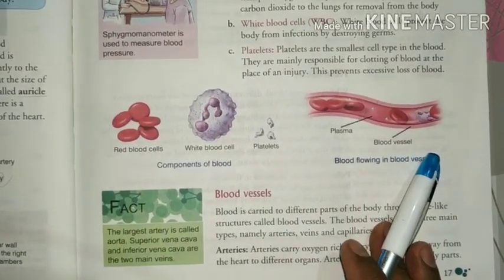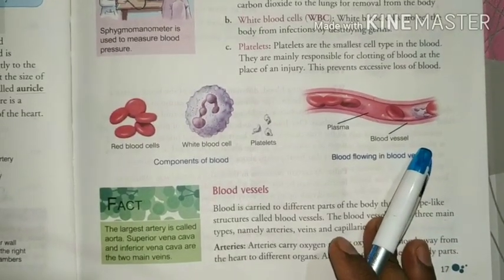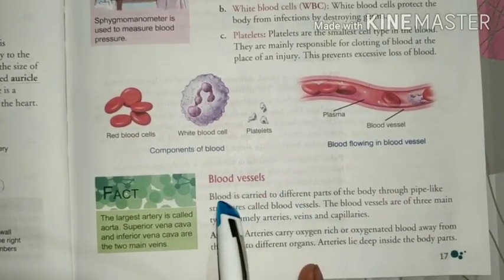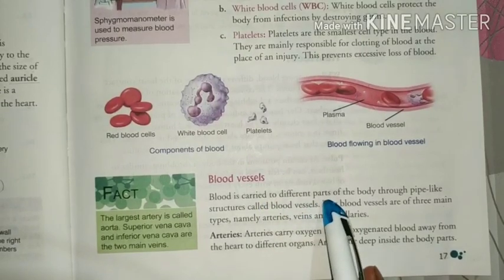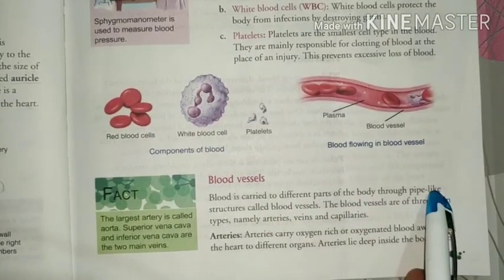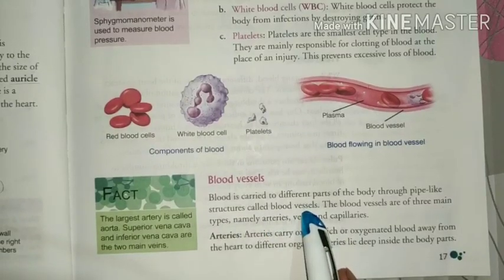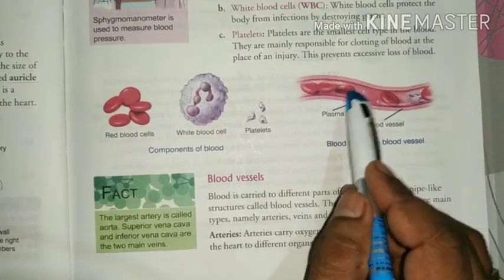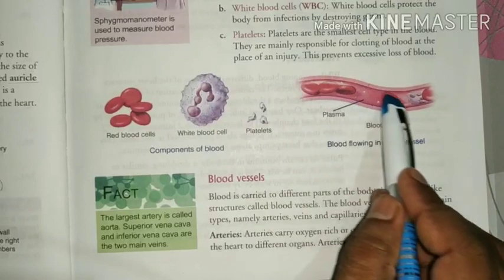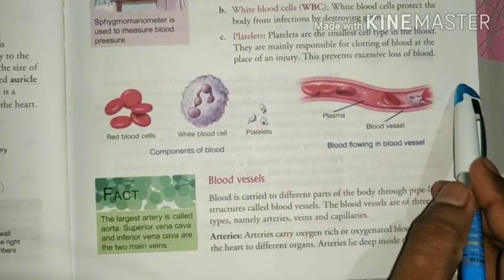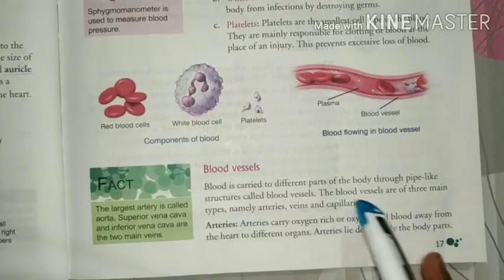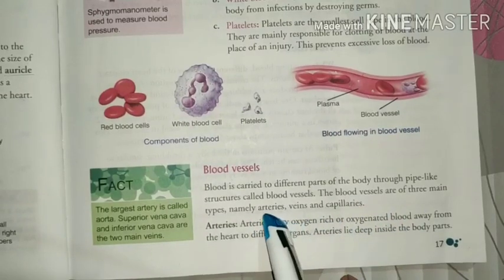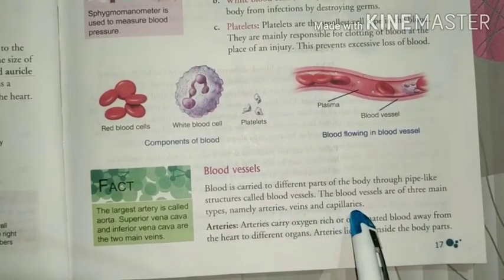Now the third component of a circulatory system is blood vessels. Blood is carried to different parts of the body through pipe-like structures called blood vessels. Through these pipe-like structures, blood moves from one place to another. So the blood vessels are of three main types, namely arteries, veins, and capillaries.